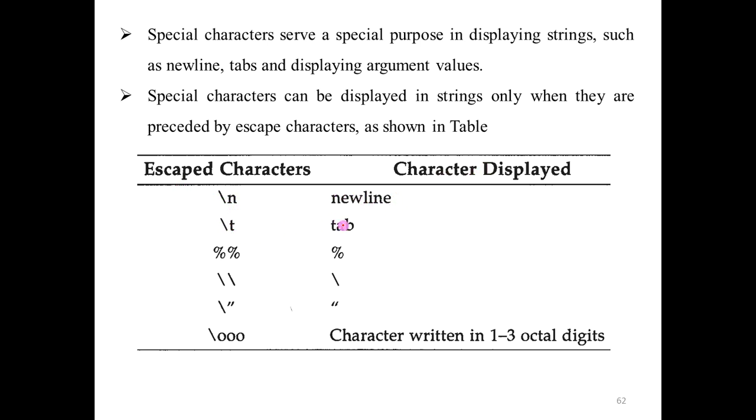Backslash t is a tab. Double percent displays a single percent. Double backslash displays a single backslash. Backslash followed by a double quote displays a double quote. Backslash followed by up to three octal digits displays the character written in octal. This is how escape characters or special characters are displayed.